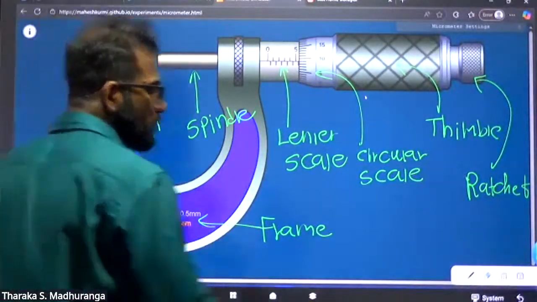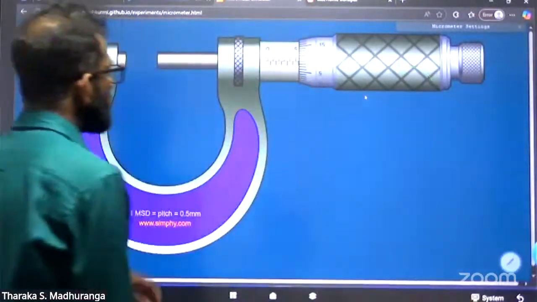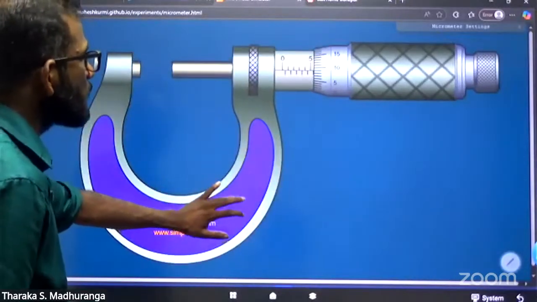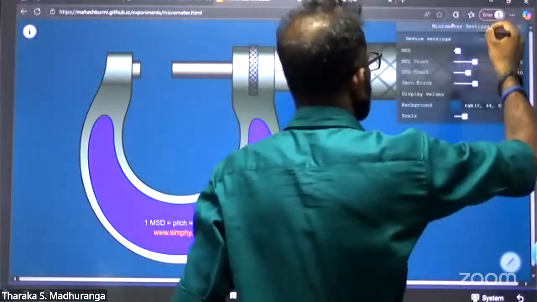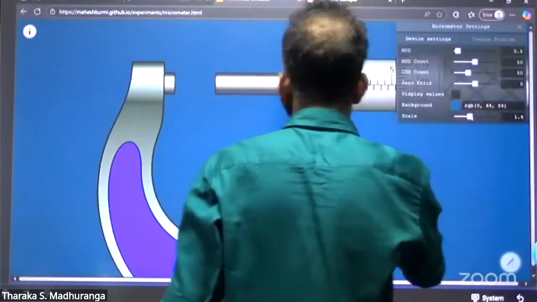I told you last week how we get a measurement using this micrometer screw gauge. I will quickly show you how to get a measurement using it.